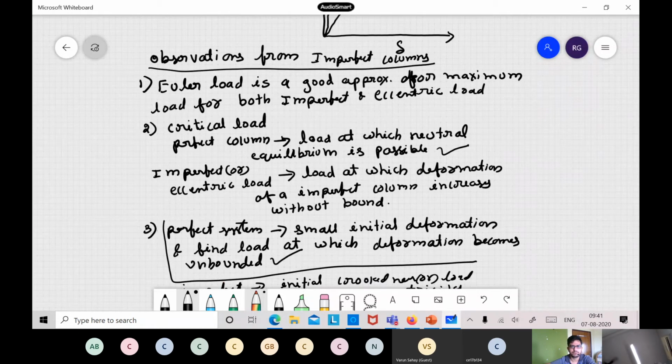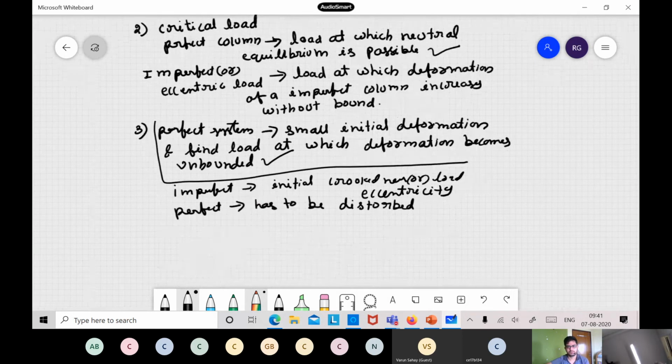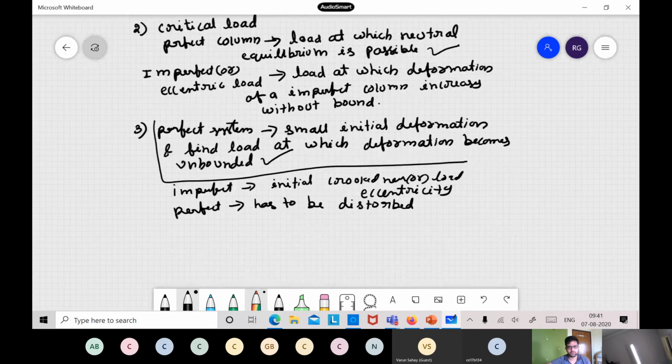Now the critical load definition is for a perfect column. Until now we were defining it as the load at which neutral equilibrium is possible. But from imperfect and eccentric loading, we have observed that buckling load is the load at which deformation increases without bound. This is like a new definition we have got from studying the imperfect and eccentric column. So if you have a perfect or imperfect system, and we give a small initial deformation, you can find the load at which deformation becomes unbounded. This is the definition of Euler's buckling load.